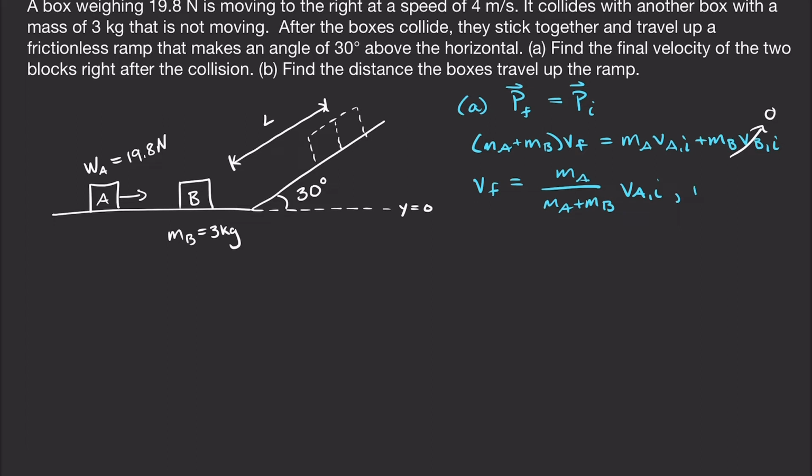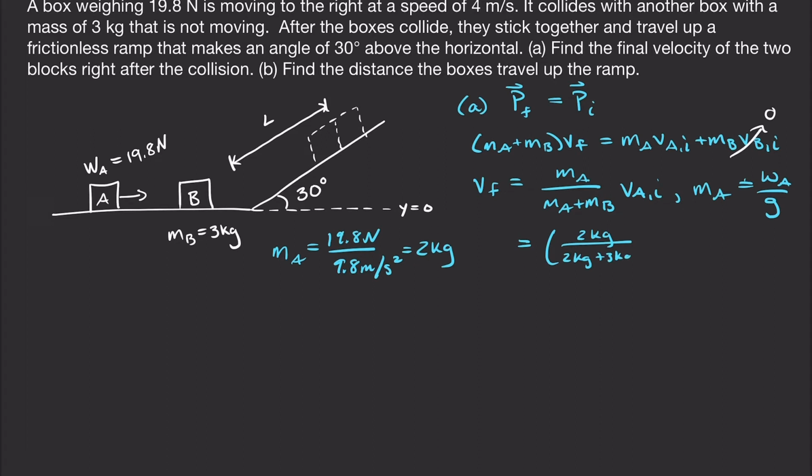And our mass A was not given to us, but we were given the weight of box A. So this is going to be the weight of A divided by g. So if we just do that, we'll get the mass of A is 19.8 newtons divided by 9.8 meters per second squared, or 2 kilograms. So now we're ready to plug in. We have 2 kilograms for mass A over 2 kilograms plus 3 kilograms, all times 4 meters per second. And that will give us 1.6 meters per second after the collision.